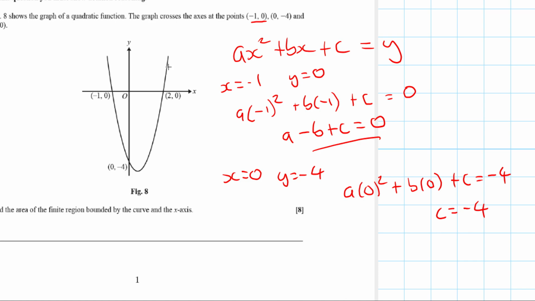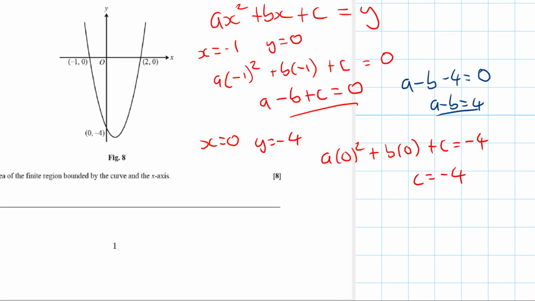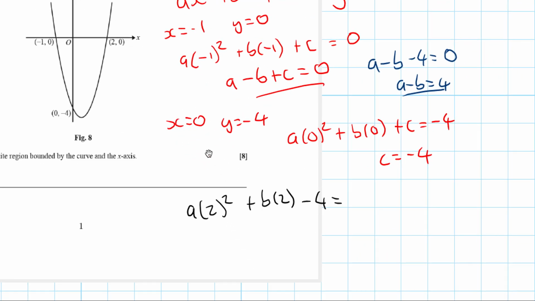And this means that we can also improve equation 1. We can say a minus b minus 4 is equal to 0, so a minus b is equal to 4. And then the next point we have is (2, 0). So this is a times 2 squared plus b times 2, and c is now -4, so minus 4 is equal to 0. Therefore we can say that 4a plus 2b is equal to 4. And we've got a minus b is equal to 4 as well.